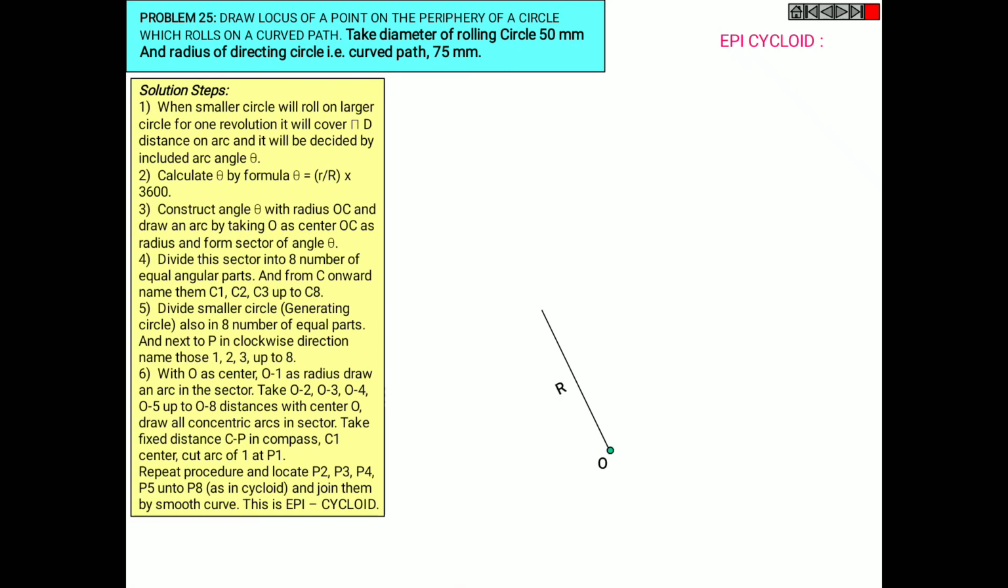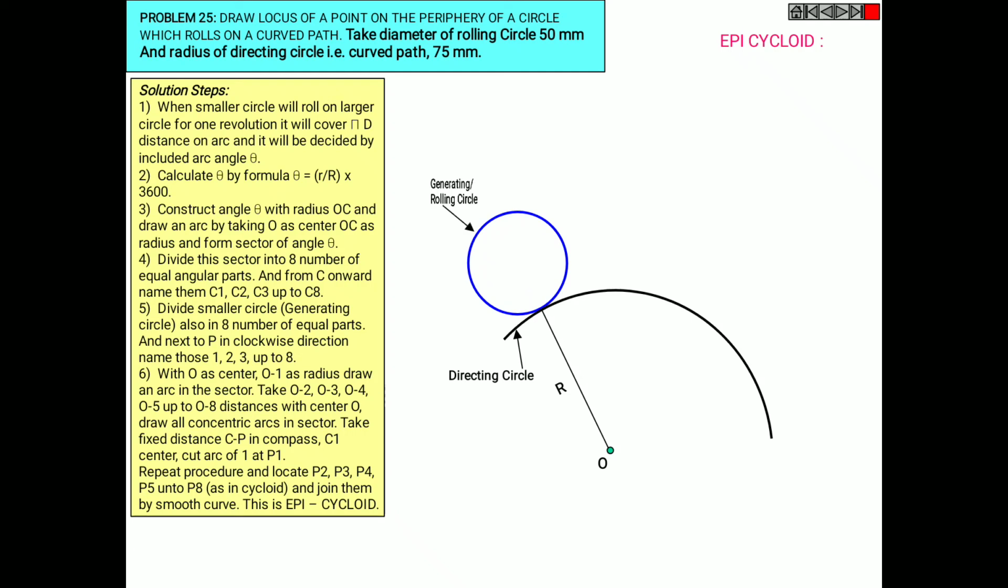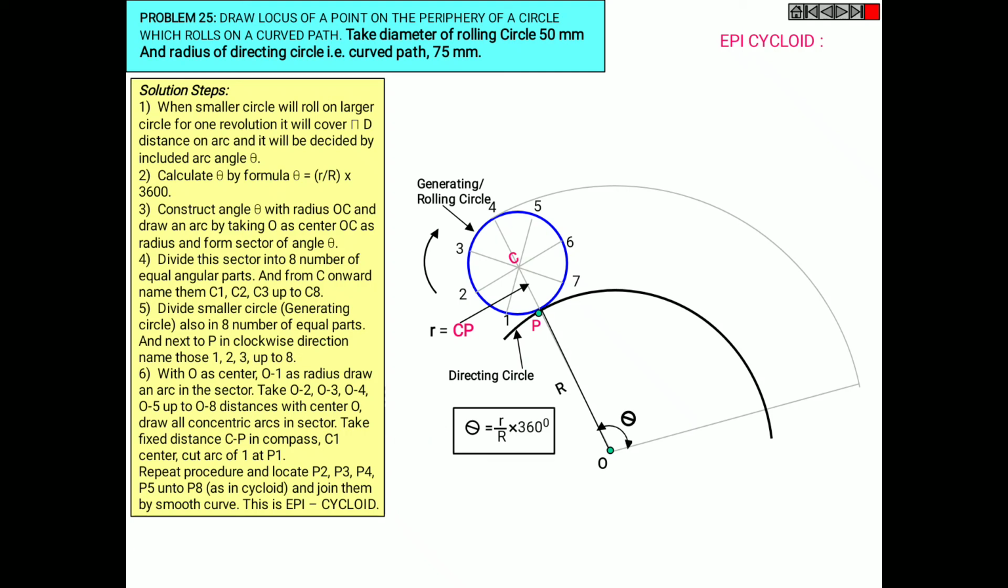Firstly, draw a directing circle, nothing but the arc with the radius of 75 mm, which is the directing circle, and the rolling circle of 50 mm. Divide the circle into 8 equal parts and name them, the 8th part as P, which is called the rolling circle. Extend the arc at an angle of theta, which is nothing but small r by capital R into 360 degrees, and divide this arc into 8 equal parts.